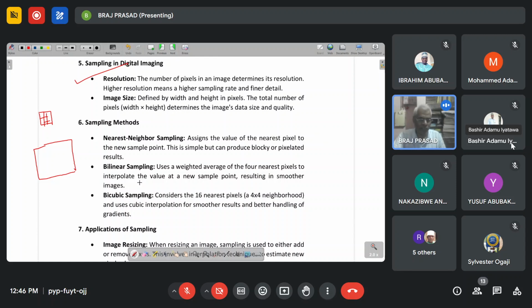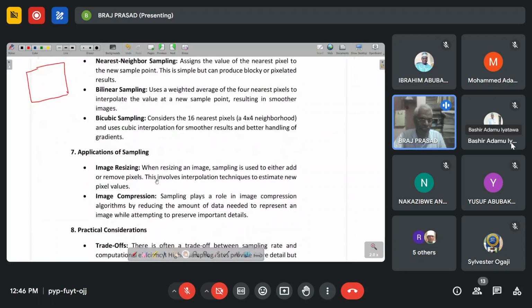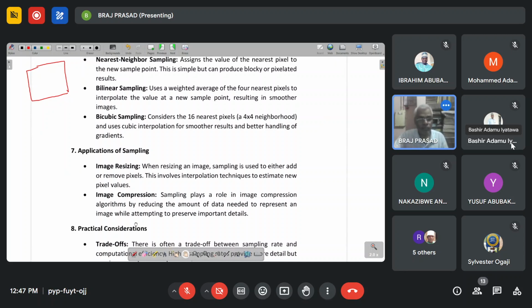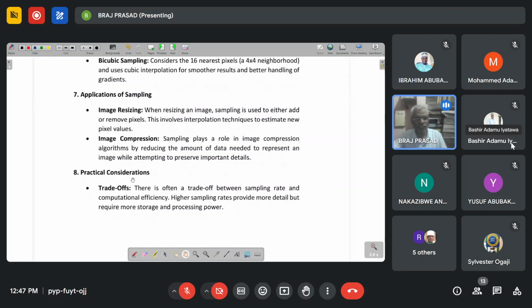Sampling methods: there are different sampling methods: nearest neighbor sampling, bilinear sampling, bicubic sampling. And applications of sampling are image resizing and image compression. If we convert all the data or image into digital form, then we can resize that image according to our requirement, and we can store the data in less amount of space. Practical considerations and trade-offs.